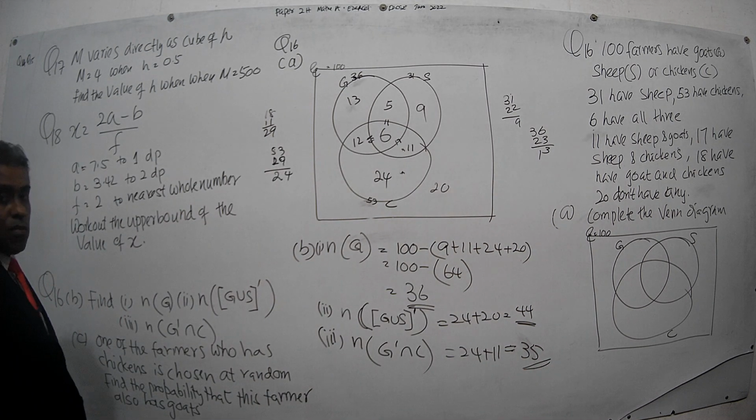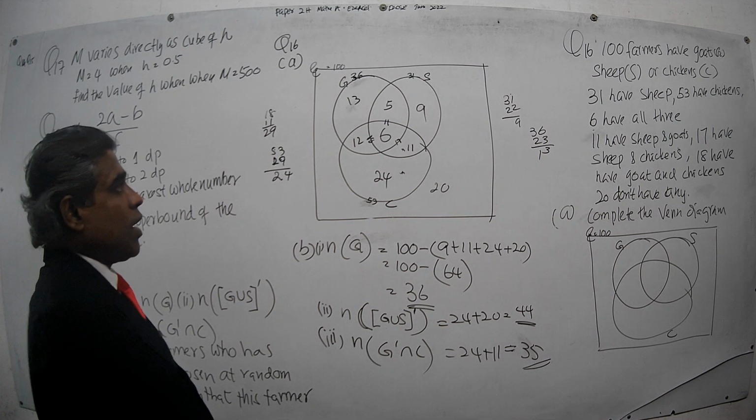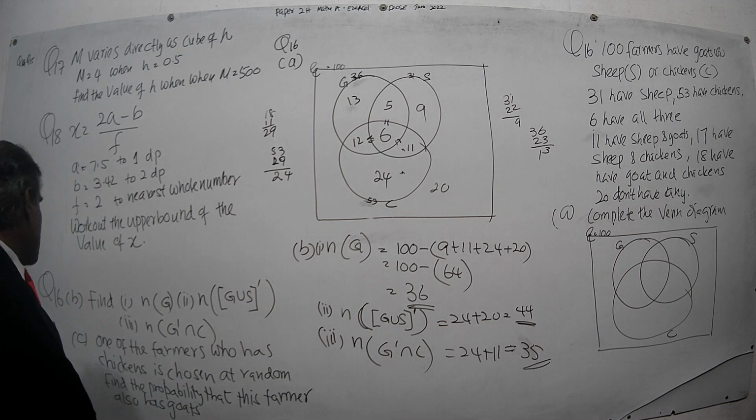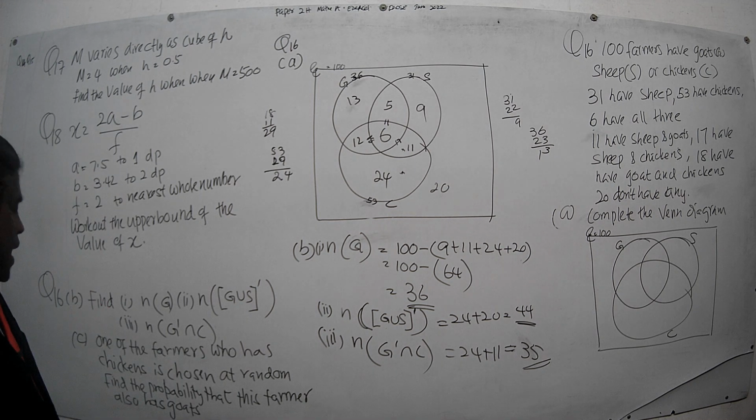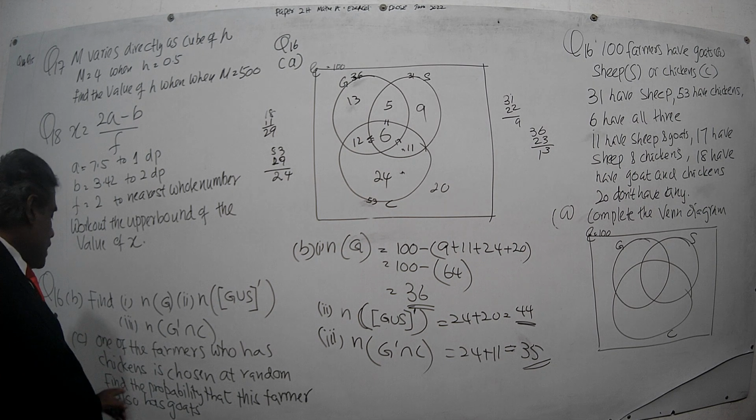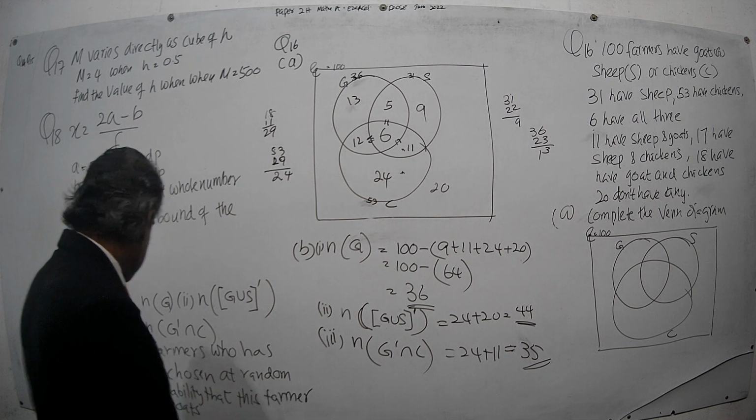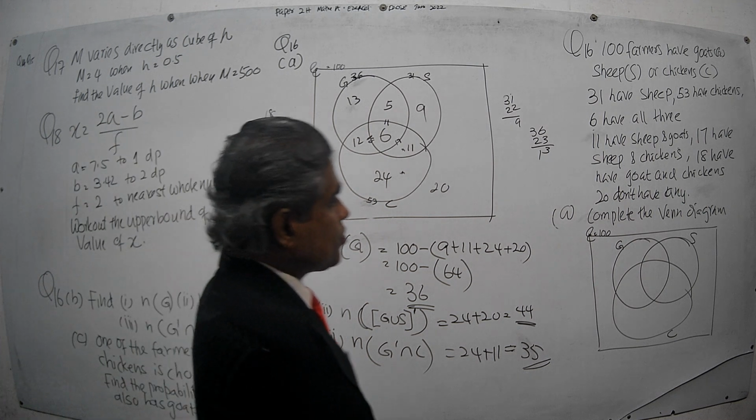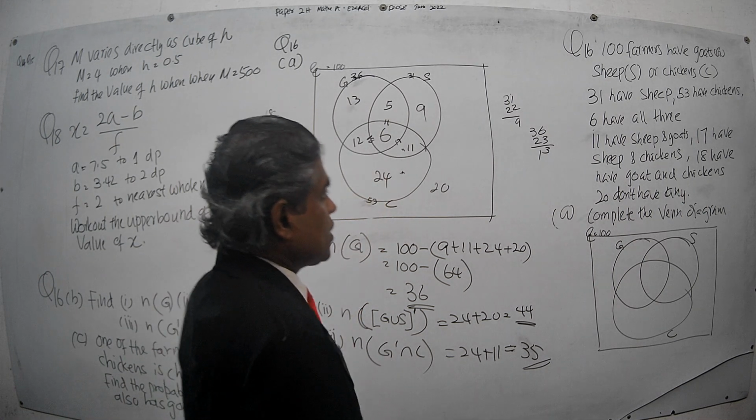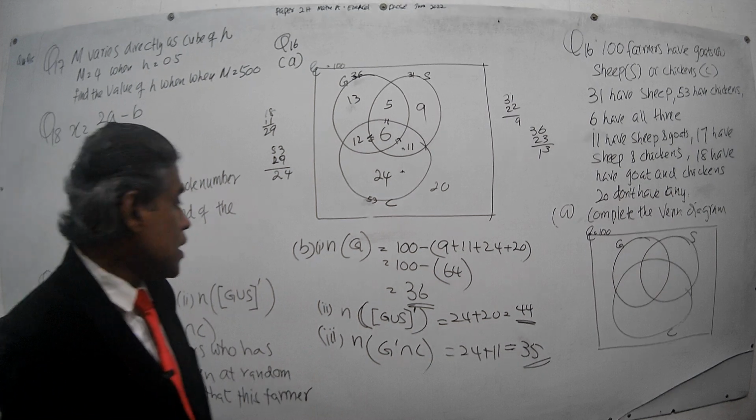Now the next part. What is this part? One of the farmers who has chickens is chosen at random. Find the probability that this farmer also has goats. Now, what do they say? I will erase this part here. I will write the answer here.